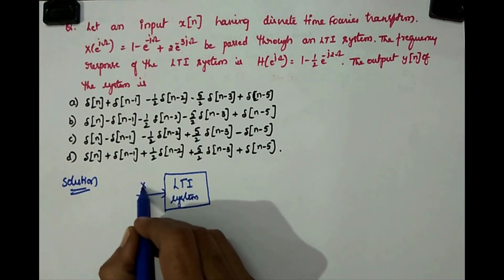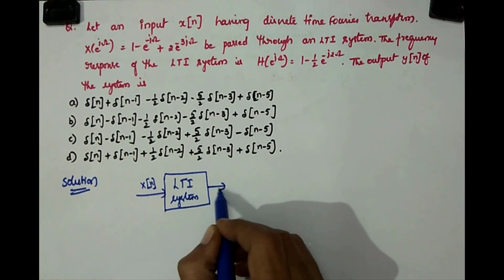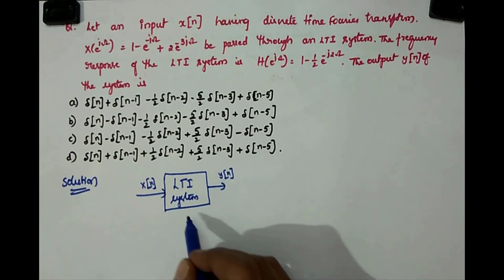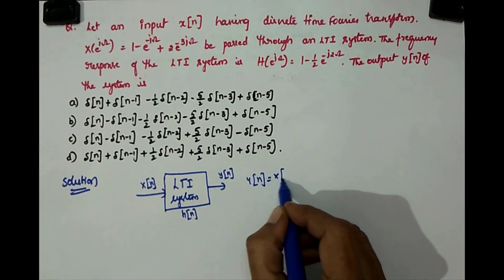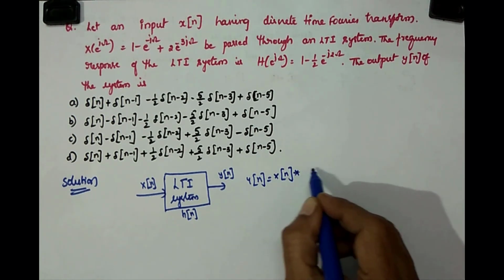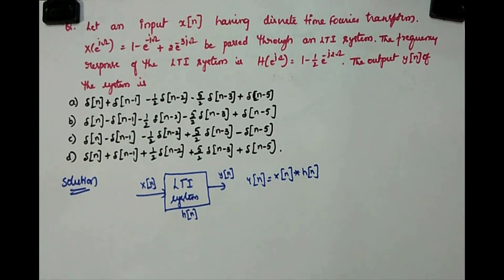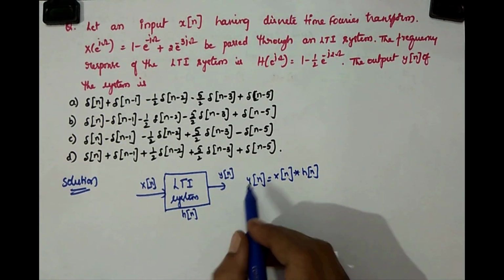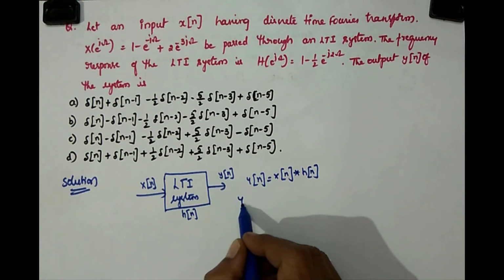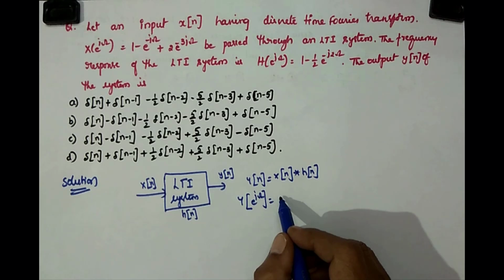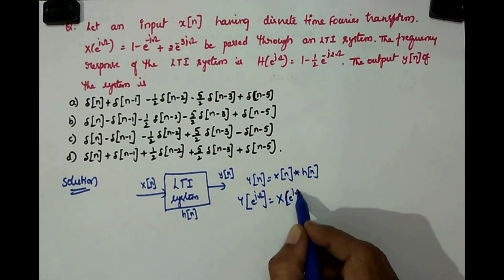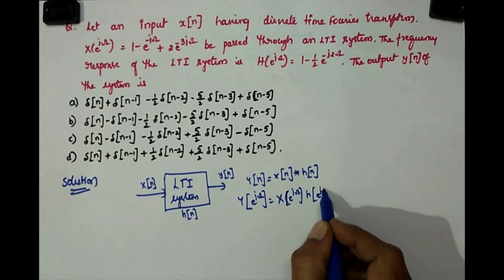Let the input sequence be x[n], the output sequence be y[n], and the LTI system impulse response be h[n]. So what is y[n]? You know y[n] is x[n] convolved with h[n]. In the frequency domain, convolution becomes multiplication, so Y(e^{jω}) = X(e^{jω}) · H(e^{jω}).